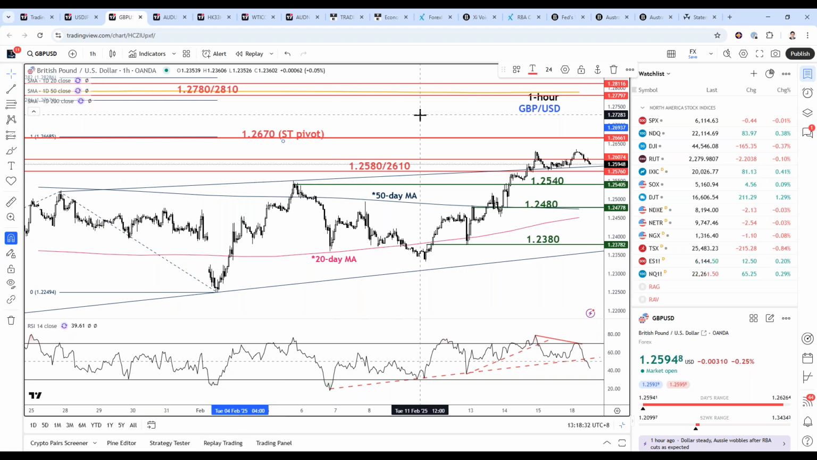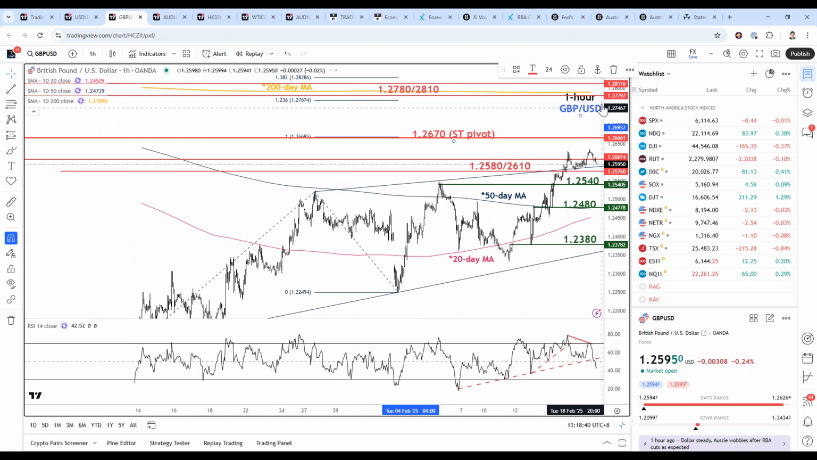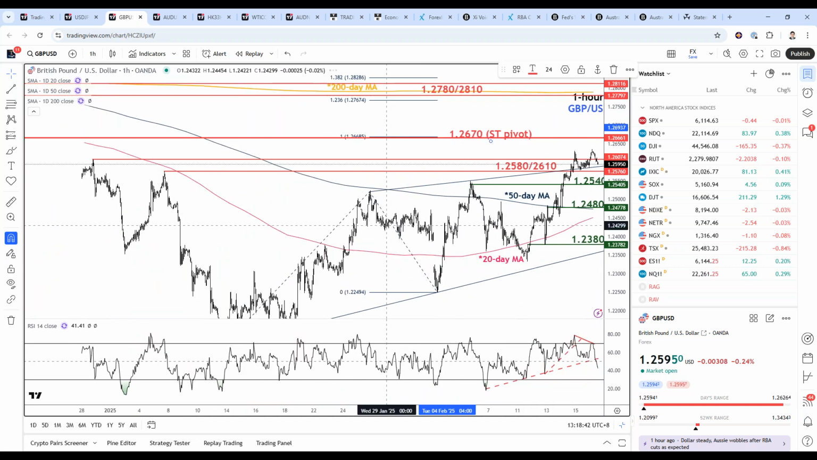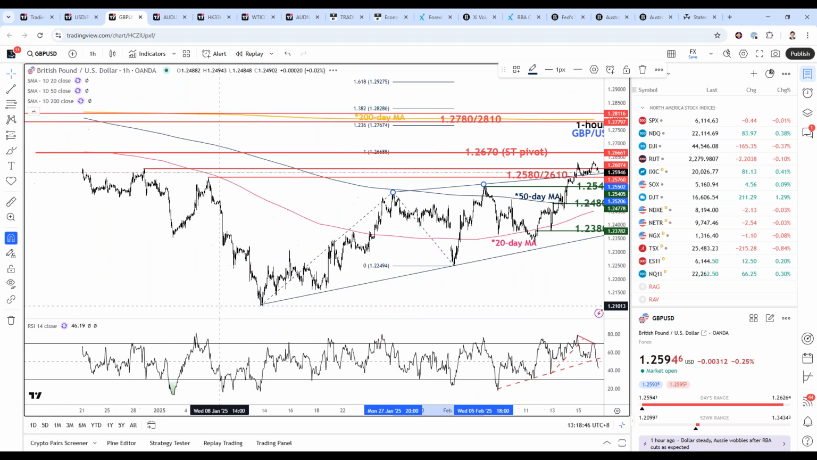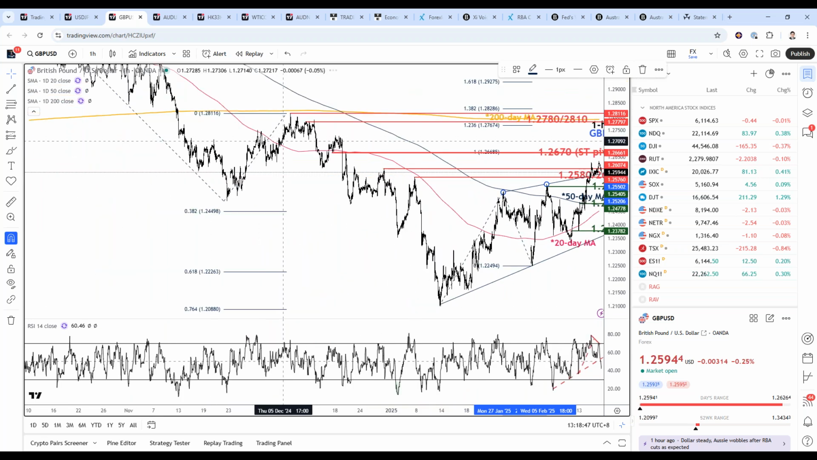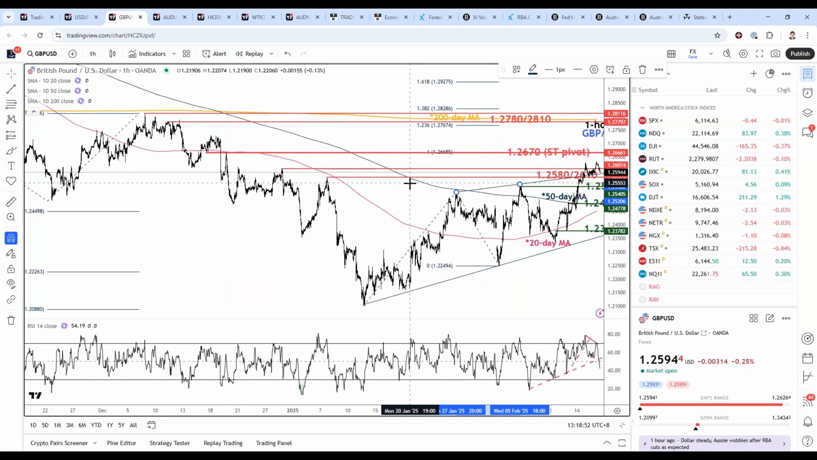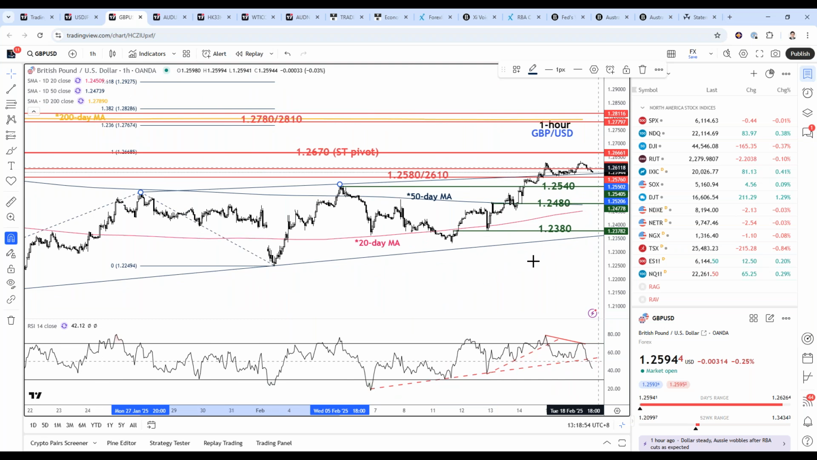Only a push up and an hourly close above 1.2670 will invalidate today's intraday bearish bias, to see a squeeze up to target the next near-term resistance zone at 1.2780 slash 1.2810, which also confluences with the 200-day moving average, the 1.236 Fibo extension from the low of 13th of January, as well as the graphical minor swing high area of 6th of December and 12th of December last year. So that's for the sterling dollar.